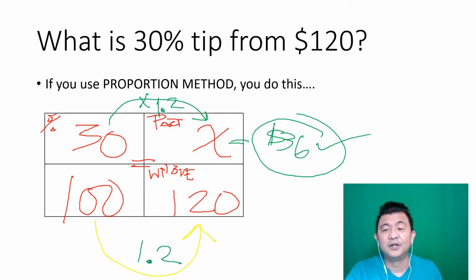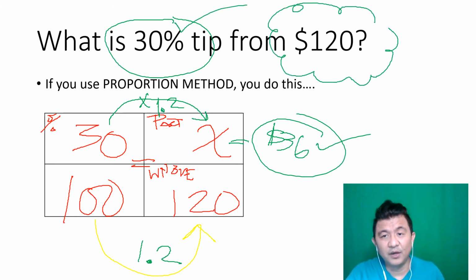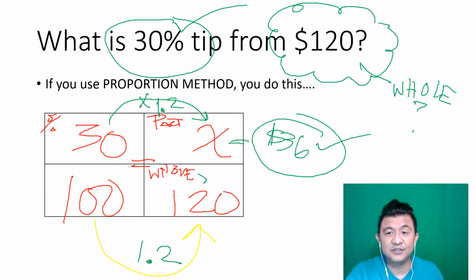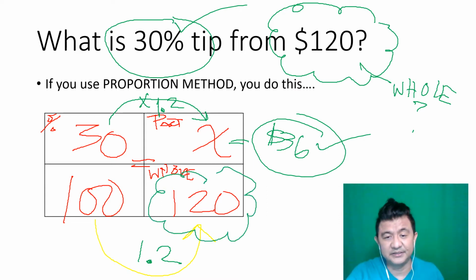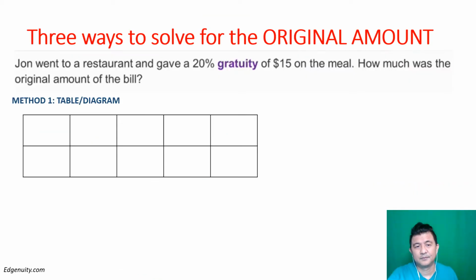Okay, but now for our lesson for today, we know the part, we know the 30%. What is missing now will be the 120. What will be the whole? Where did that 36 come from? This will be the missing part. The bottom right will be missing. Okay, and there are two methods or even three methods to do this. Let's start with one method, which is the use of a table or a diagram.